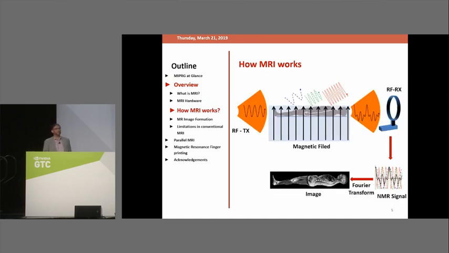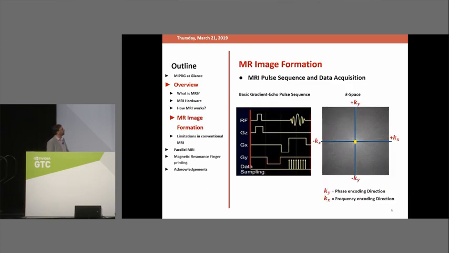How it works is we apply the RF pulses, which are absorbed by the tissues. Then when that energy comes out after a certain time, the signals are received by the receiver coils, and then A to D sampling is performed, and the data is stored in the Fourier domain, and then an inverse Fourier transform is taken to acquire the image. So essentially, in MRI, the data is acquired in the Fourier space, which is known as the K space, and we have to perform an inverse Fourier transform to acquire the image.